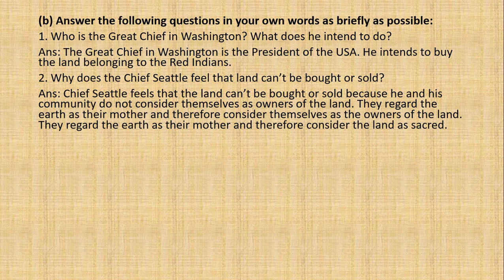Chief Seattle feels that the land can't be bought or sold because he and his community do not consider themselves as owners of the land. They regard the earth as the mother and therefore consider the land as sacred. Well, I've repeated the sentence here. Kindly ignore that. I've just repeated it so that you can understand the concept, but you can just write from they regard the earth as the mother and therefore consider the land as sacred. Alright?